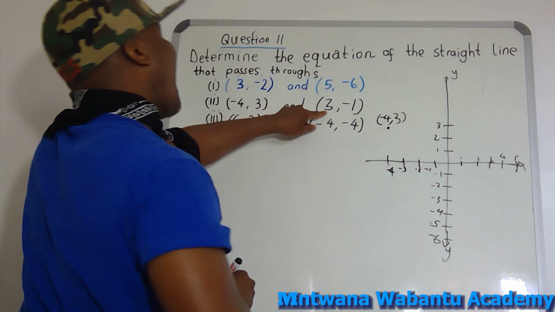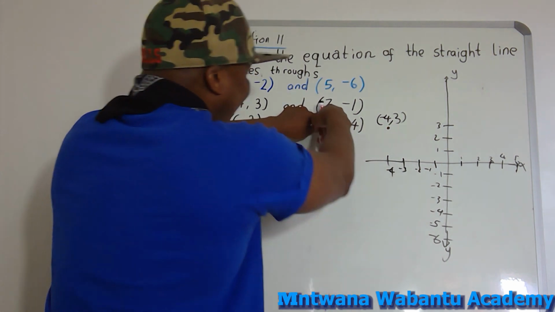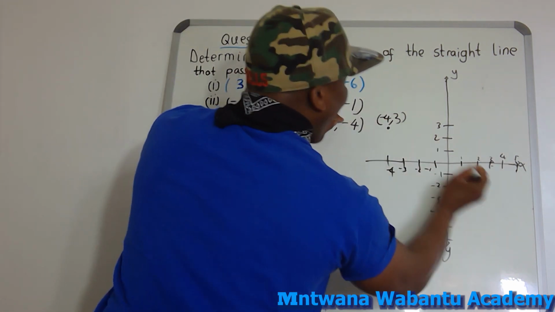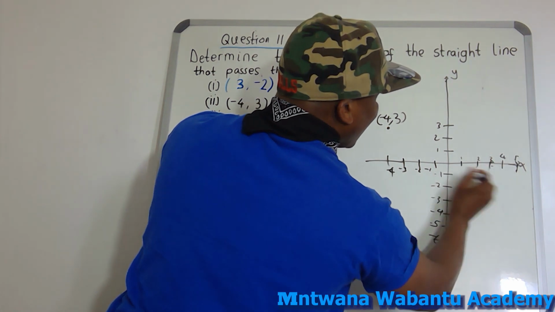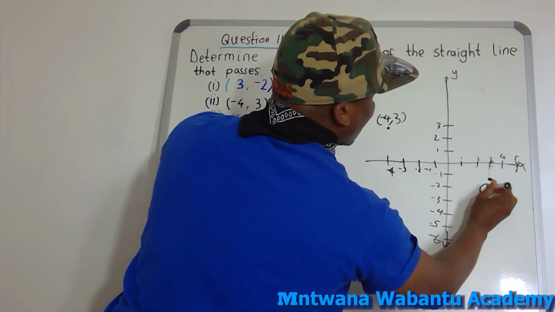Okay, now we go for another coordinate, 3 and -1. X equal to 3: 1, 2, 3. And y equal to -1, somewhere here. So these are coordinate 3 and -1.